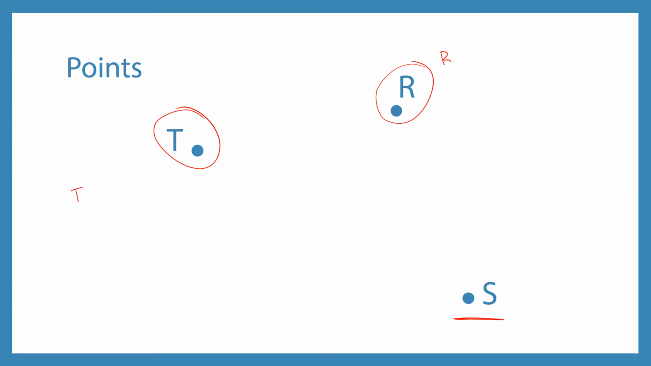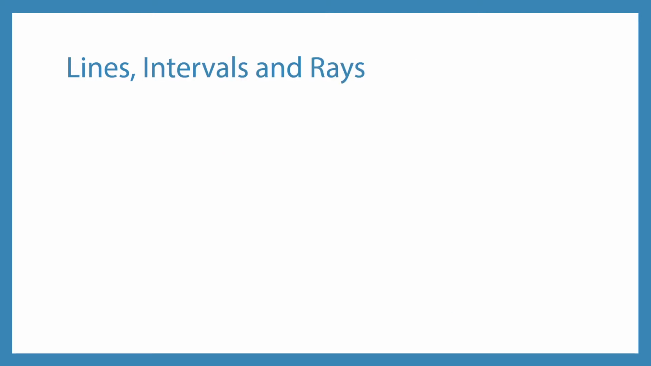How would you refer to this point? Yeah, we'd refer to this point as S, because that's the letter that we've assigned to it. So we're now going to look at lines, intervals, and rays. These things are very closely related, but there's some small differences between them.